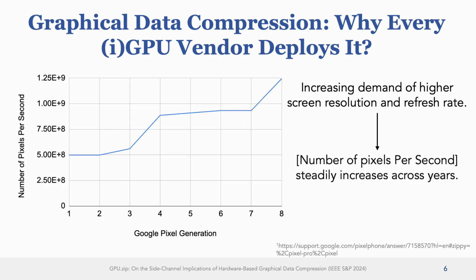gpuzip explores graphical data compression, a feature that exists in almost all modern GPUs nowadays. First, let's see why it is deployed everywhere. We live in a world where every single new generation of device must be shipped with higher screen resolution or higher screen refresh rate. In this figure, we use Google Pixel as an example, and we plot the maximum amount of pixels that must be transferred per second versus Google Pixel generation number. The trend is obvious. Indeed, DRAM technology is making progress simultaneously, but the increasing amount of data that must be transferred on time due to GPU rendering can be a potential memory bottleneck.